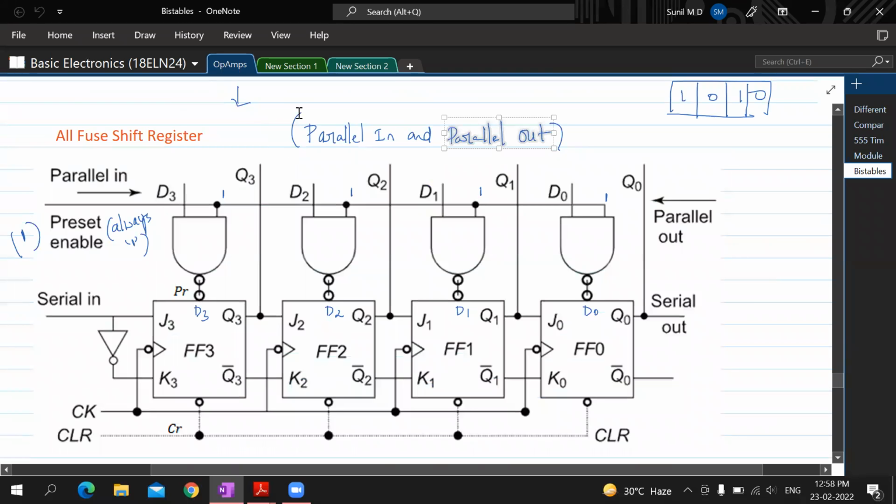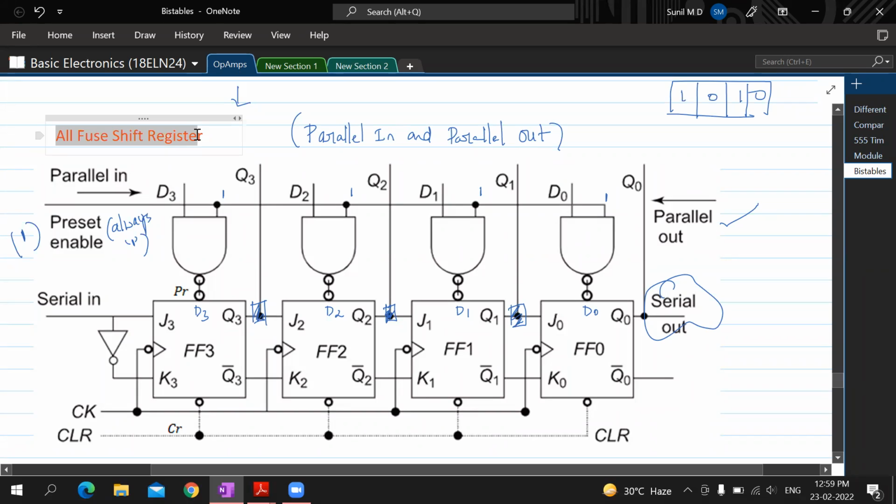It's not only serial, it's not only parallel in, but it can also be parallel out if we take our data from these points. Let me just mark those points. You see, I'm talking about these points. If you can take the data from these points at the same time, without waiting for the data to come out at this point, it becomes parallel out. So that is why it is called parallel in, parallel out.